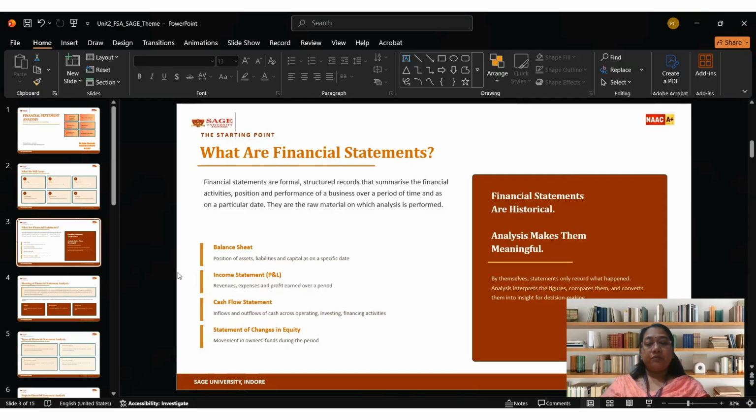Put simply, we take a big complicated set of numbers, we break it down, we explain what it tells us, and we compare it with something: last year, a competitor, or an industry average. So the numbers actually mean something to the person reading them.